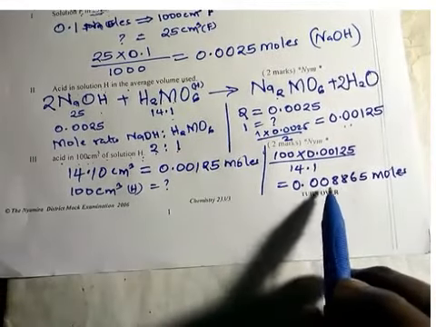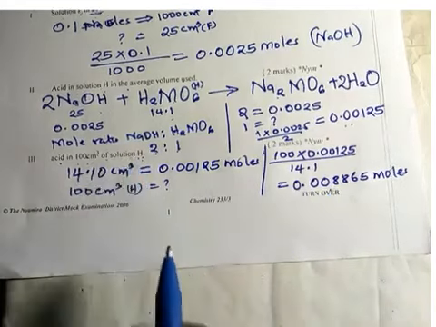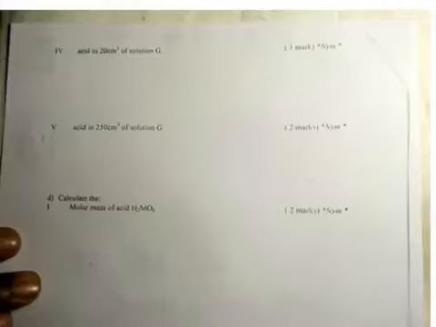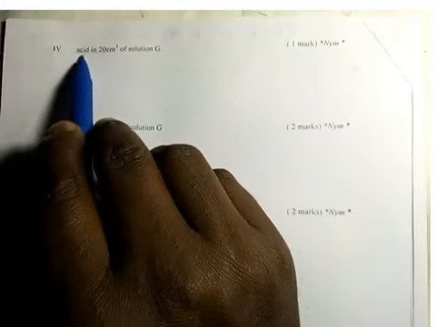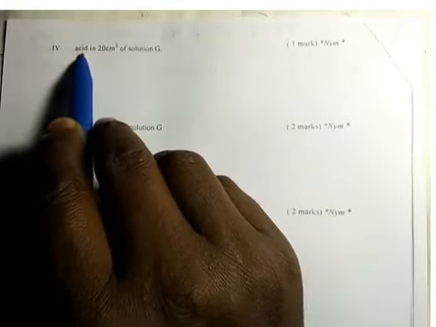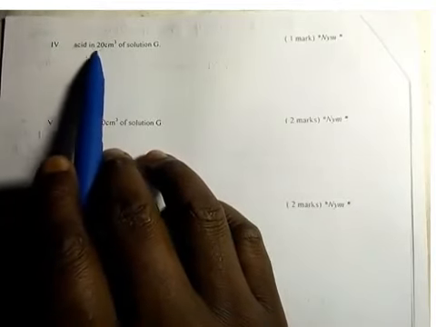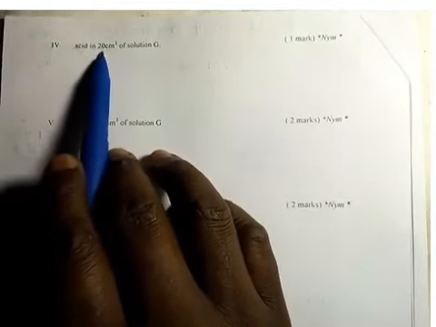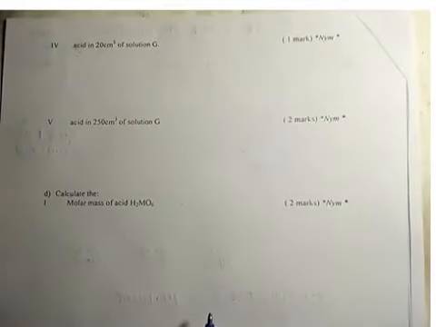This is the number of moles in 100 solution H. Determine the number of moles of acid in 25 centimeters cube of solution G. So you must know what happened.